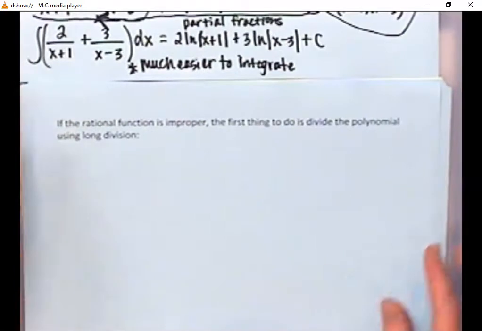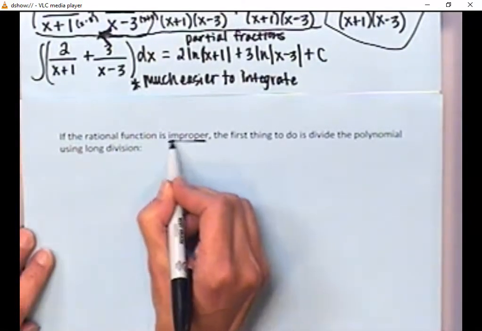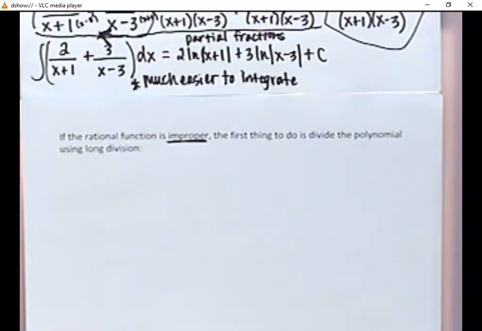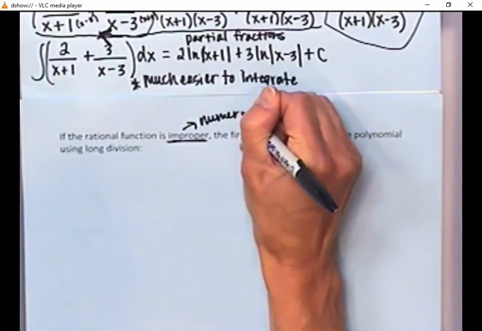But the first thing I want to make a note of, if it's what we call improper, the first thing you should actually do before you try to break it down into partial fractions is to actually divide it using long division. Do you know what I mean by improper? How is a rational function improper like that? You know what an improper fraction is? Yeah, that would be improper as well. But for fractions, what's an improper fraction you're used to seeing? Like 10/7, right? Where the top is bigger than the bottom. So in polynomials, it'd be if the top has a bigger degree than the bottom. So this is when the numerator has a larger degree than the denominator.